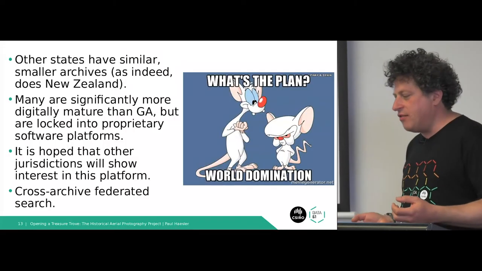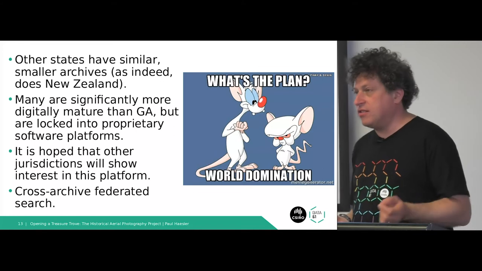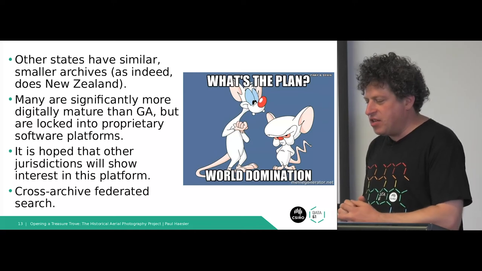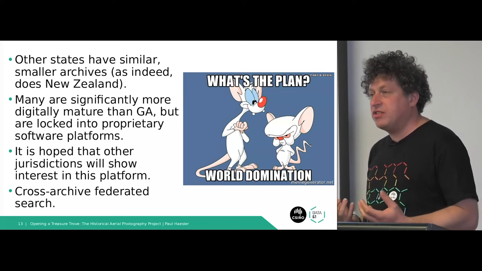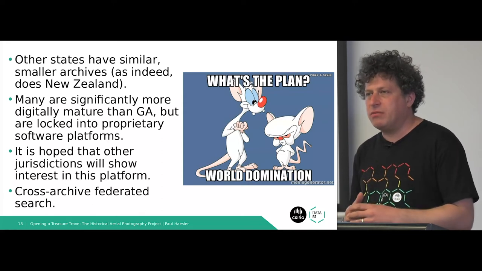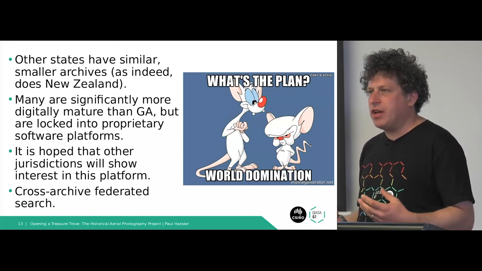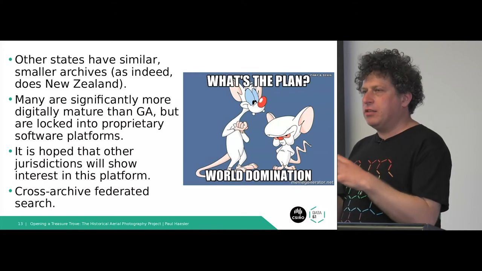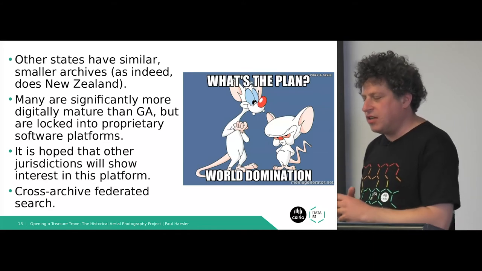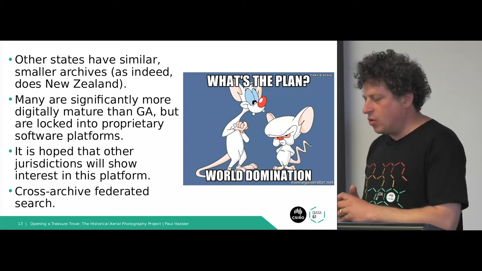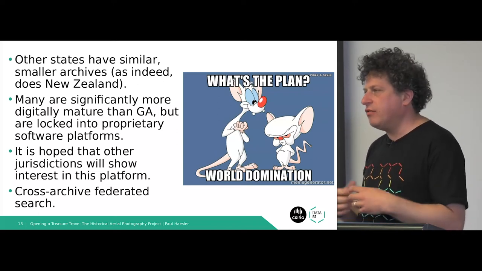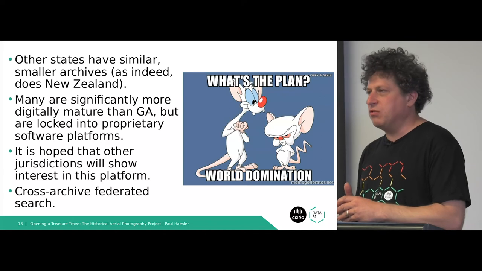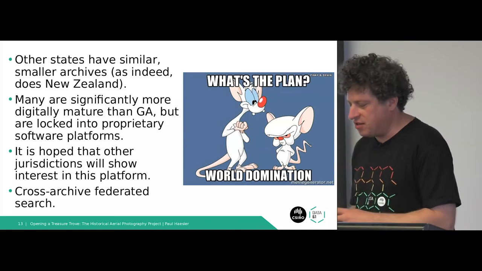Other Australian states have similar, smaller archives of their own, as indeed does New Zealand. I spoke to Land Information New Zealand yesterday about their historical aerial photography archive. Many of those jurisdictions are actually more digitally mature than GA. They're much more advanced in their scanning program. They do have the imagery available on software platforms, but they tend to be little proprietary platforms that they're quite locked into, and they don't really talk to each other very well. We're trying to build something in a much more open way that hopefully will get some cross-jurisdictional adoption, because cross-archive federated search would be the gold standard at the end of all this.